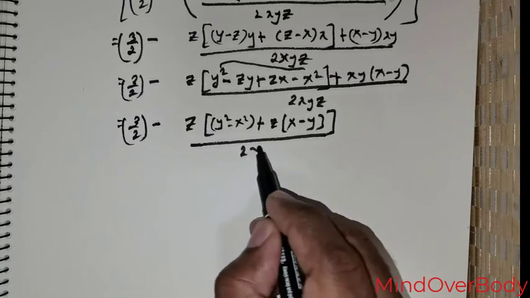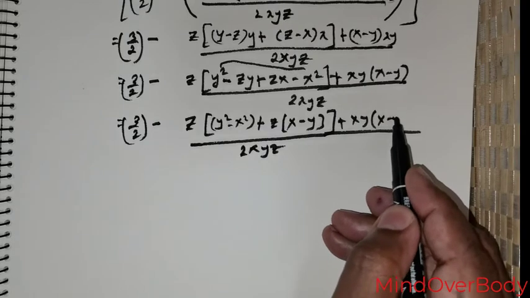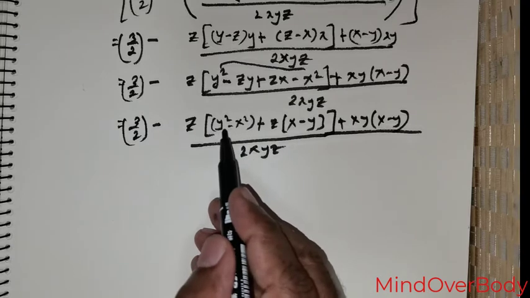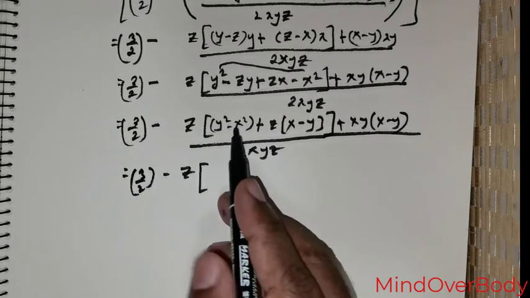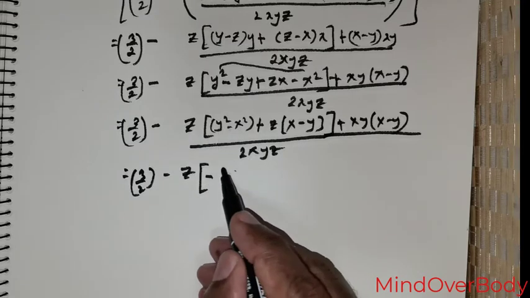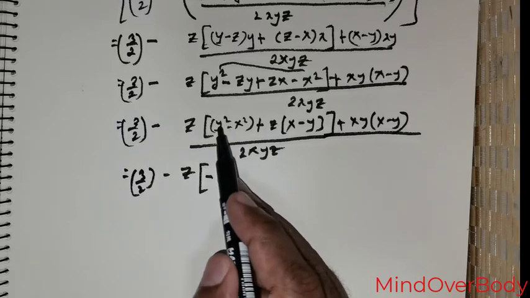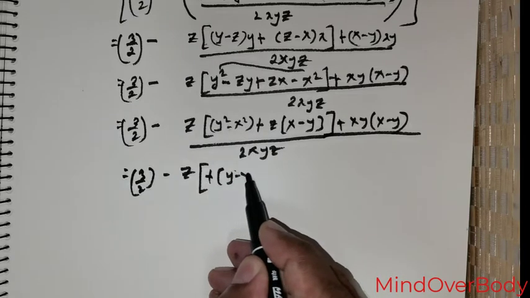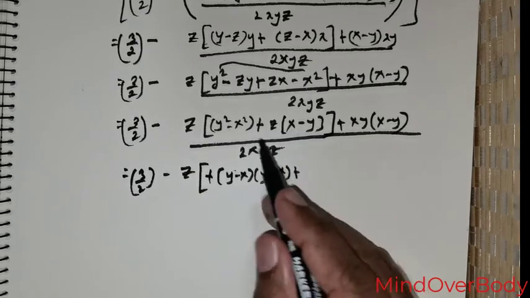So this is divided by 2 times xyz, positive xy times x negative y. Now I am looking for y negative x. So what I will do is take that negative sign out. No, I don't want to take a negative sign out. Let it be as y squared negative x squared. Probably I will rewrite this as y negative x times y positive x, and then I will take the negative sign out.